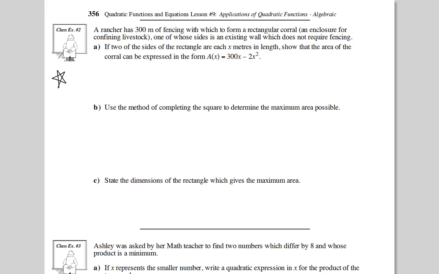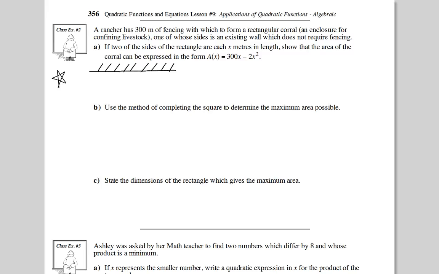I think you'll see something identical to this. Okay, a rancher, a farmer, whatever. He's got 300 meters of fencing, so that's all the material he has. He's got 300 meters with which to form a rectangular corral, so a box for his animals, one of whose sides is an existing wall which does not require fencing. Maybe it's attached to the shed or something, I don't know. You have this wall that's already there. It's pre-existing, and you're going to have to build a rectangle using the 300 meters.